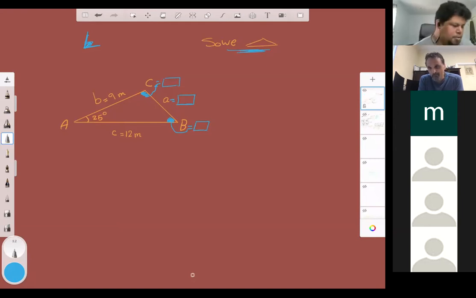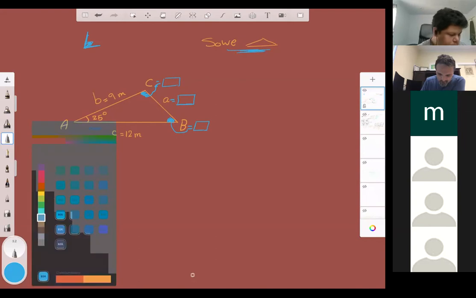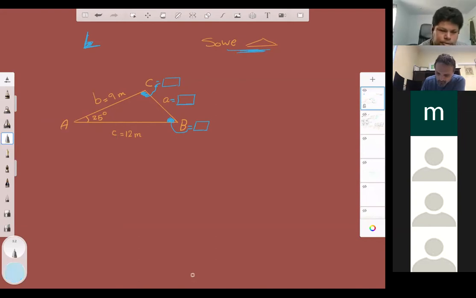So Pythagorean is out. Can we use law of sine? After Pythagorean, we have law of sine. Let's write law of sine. Law of sine said sine of 25, correct? Divided by the side in front of it, a, equal to sine of c divided by 12. This is one of them we can write.